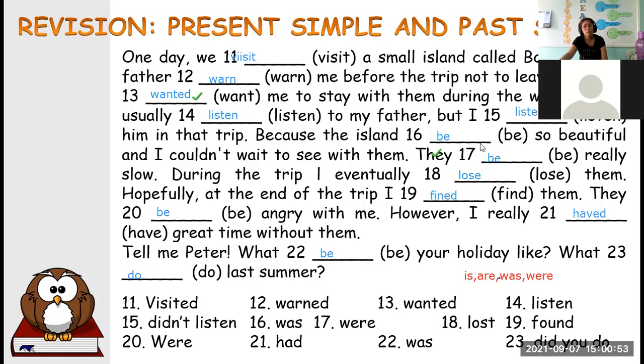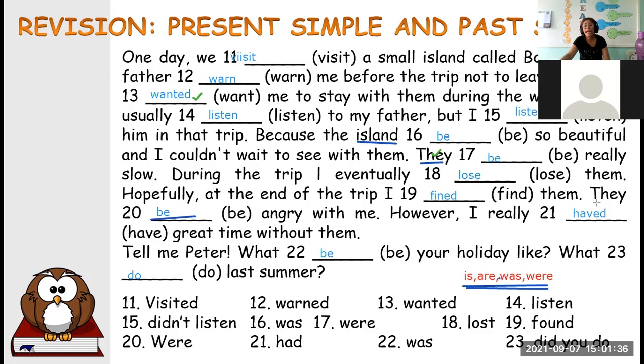It's was. 17, where? Because we use where because this is they, many. We use was here only one because it's only island, singular. They, plural, that is why we use where. I told you, you have to pick your answers here. Next, 13, wanted. Okay, 18, lost. L-O-S-T. 19, found.